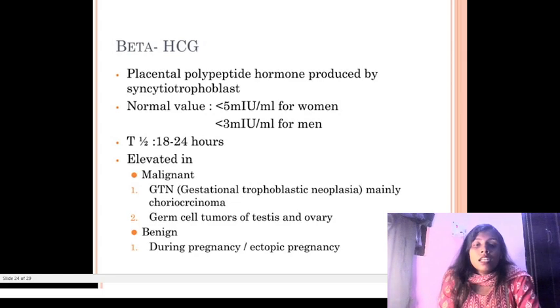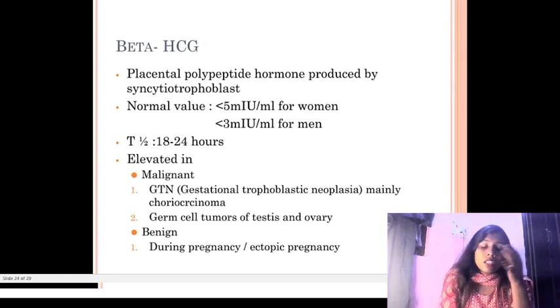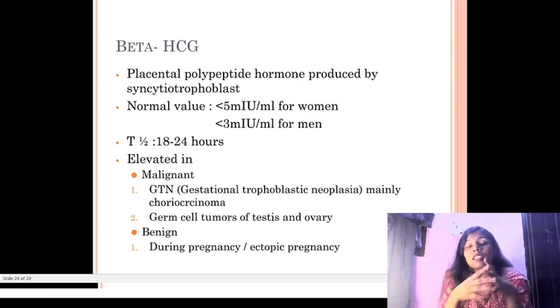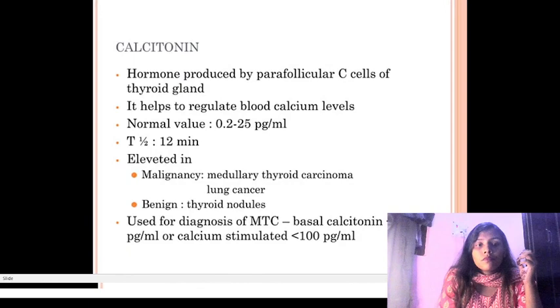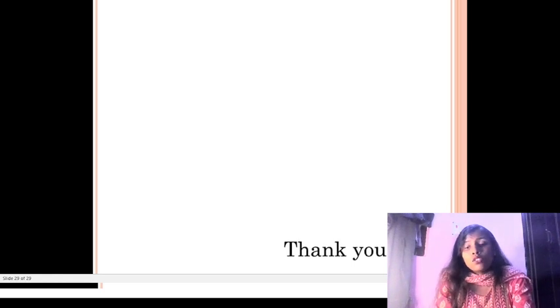Next is beta HCG. We have heard of beta HCG during pregnancy, but it is also raised in patients with gestational trophoblastic neoplasm. This is a kind of pregnancy where there is not an actual pregnancy, but a gestational trophoblastic disease, because the trophoblasts keep on proliferating. CA15-3 is also there, and calcitonin, which is usually increased in thyroid carcinoma. So this was a small glimpse of tumor markers, and you should be very clear about which level increases in which cancer. Thank you very much.